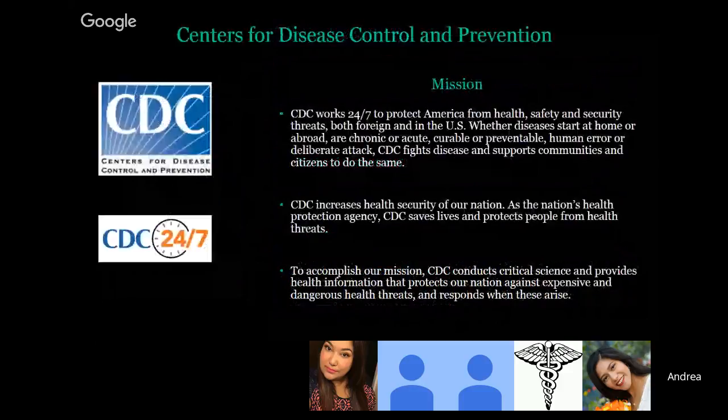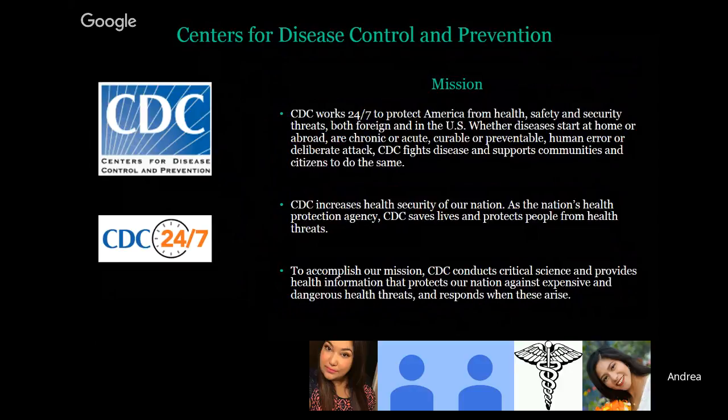And then the last one is the CDC, which I decided to highlight, which you see in all the movies, the people in the big white masks going into scary looking diseases and trying to figure things out. So I really admire them because I would never do that. But their mission is to protect America from health, safety, and security threats, both foreign and in the US. Whether diseases start at home or abroad, are chronic or acute, curable or preventable, human error or deliberate attack, the CDC fights disease and supports communities and citizens to do the same. So that's actually their mission statement.